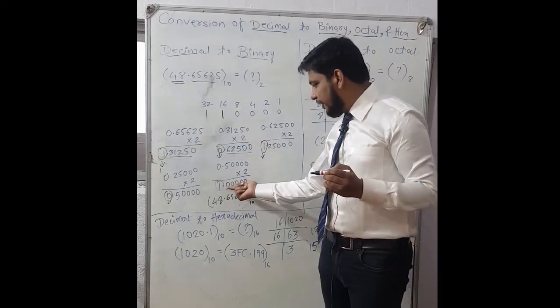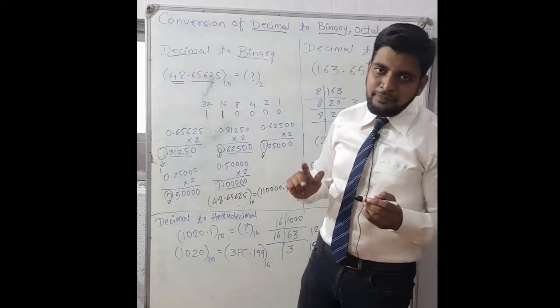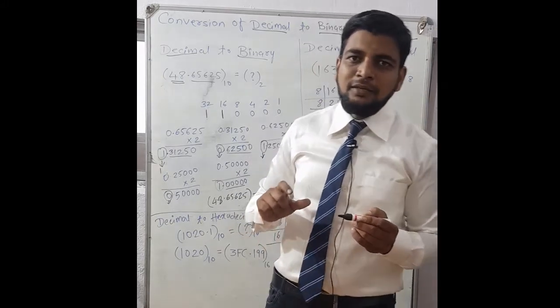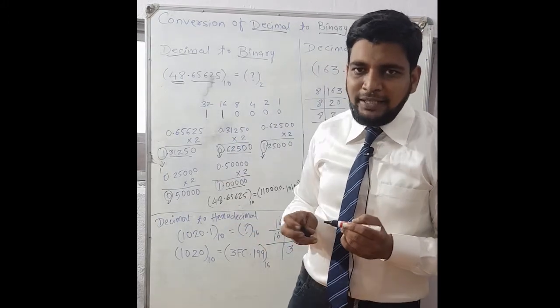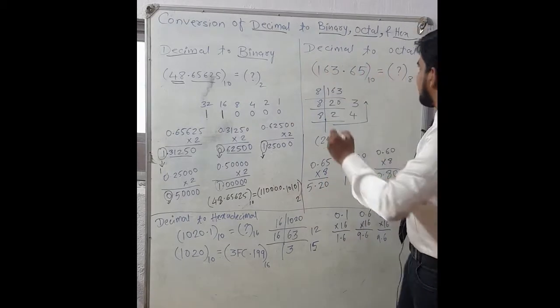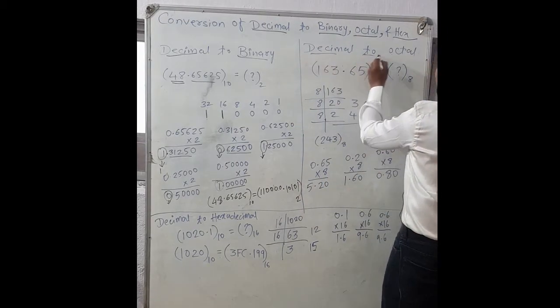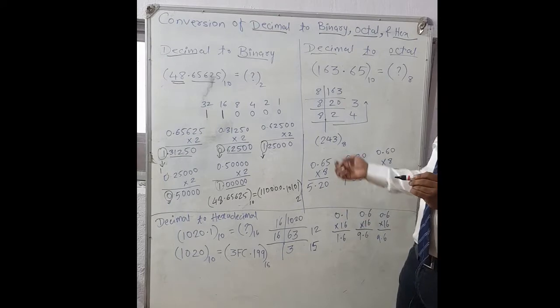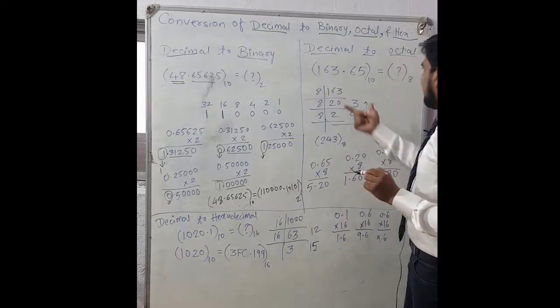When you get 0 in the fractional part, stop the multiplication. In this way you can convert a fractional decimal number into its binary equivalent. The second conversion is decimal to octal conversion. How to convert a decimal number into its octal equivalent?